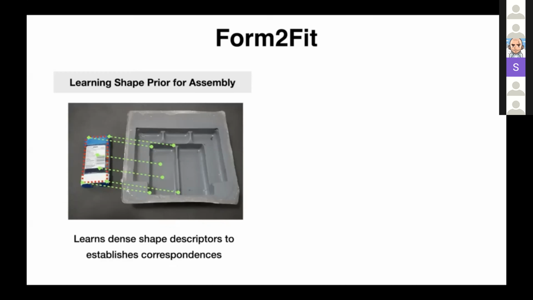To implement this idea, we formulate the kit assembly task as a shape matching problem, where the goal is to learn a dense shape descriptor that directly establishes the correspondence between the object surface and their target placement location from the visual input.